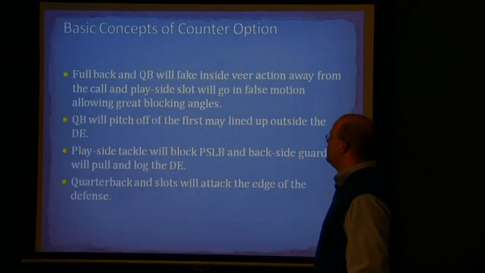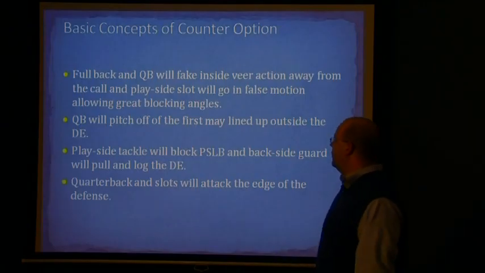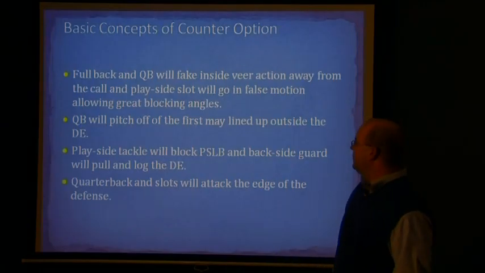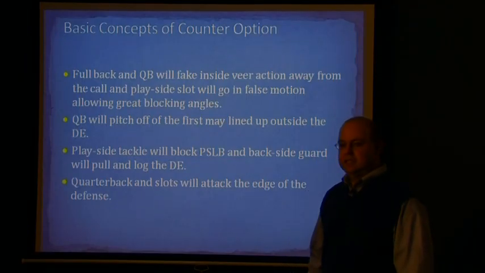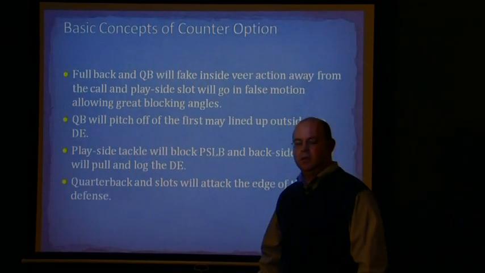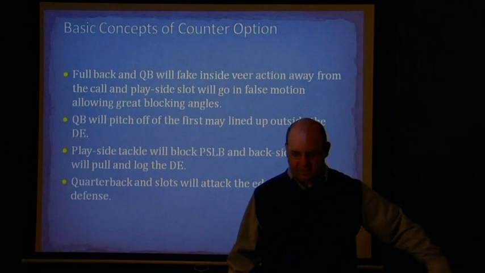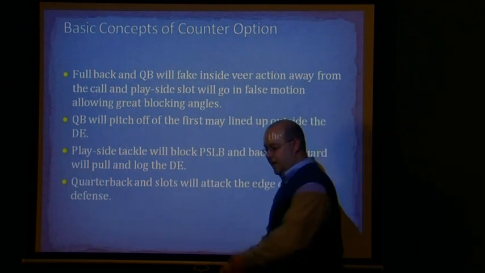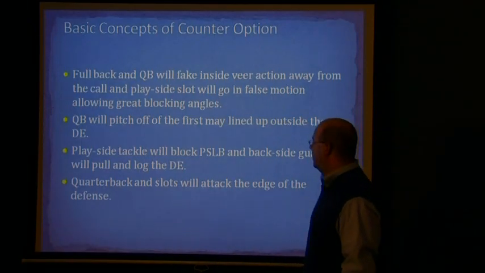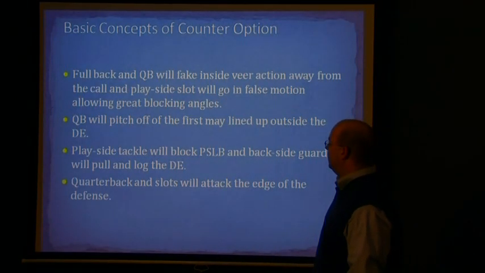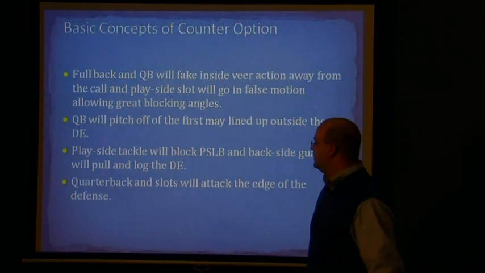The basic concept of this is the fullback and the quarterback will fake the inside veer action away from the call, and the play side slot will go in false motion, allowing great blocking angles. So we're really selling inside veer away from the call. If we're going to run the play over here, we're going to bring this slot in motion. We're going to fake it over here, and at the snap of the ball, now he's going to run back out and make the block, and our backside slot now is going to go when the ball's snapped. But it really creates a false action for the defense.